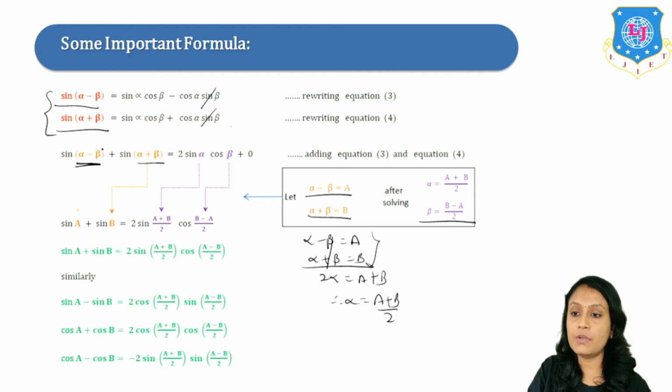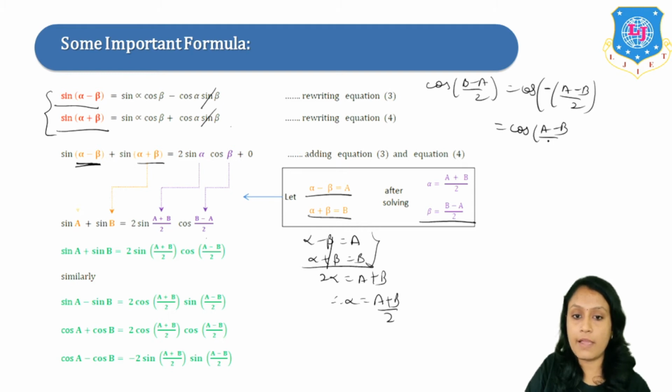So now we are converting everything from alpha beta to A and B. So you will get sine A plus sine B as 2 sine A plus B by 2 cos B minus A by 2. Now we know that cos is an even function. So we can rearrange this cos B minus A by 2 by taking out the negative common, so this will become A minus B by 2. But cos is an even function, so you will get cos A minus B by 2 as the answer. So the final answer is sine A plus sine B is 2 sine A plus B by 2 cos A minus B by 2.